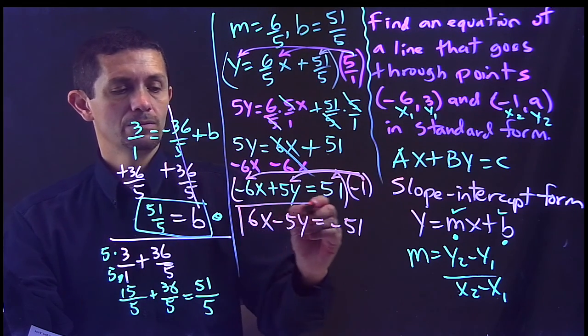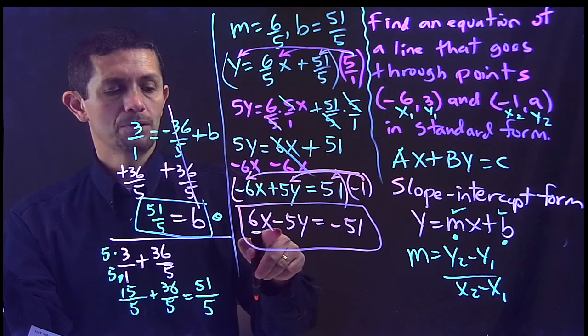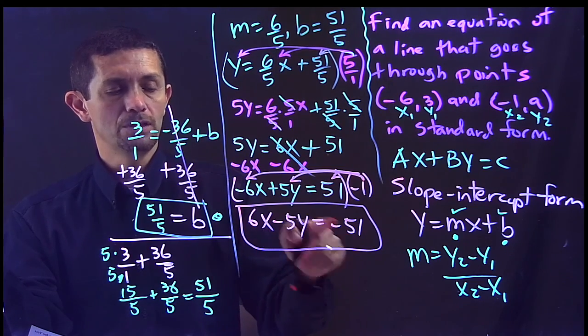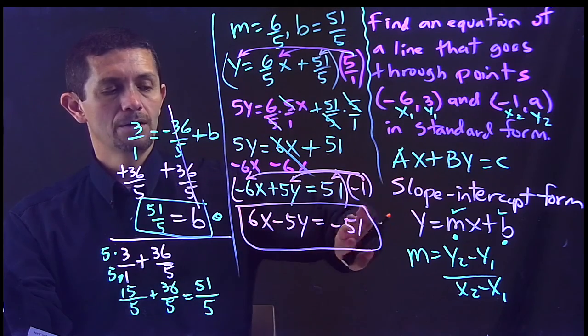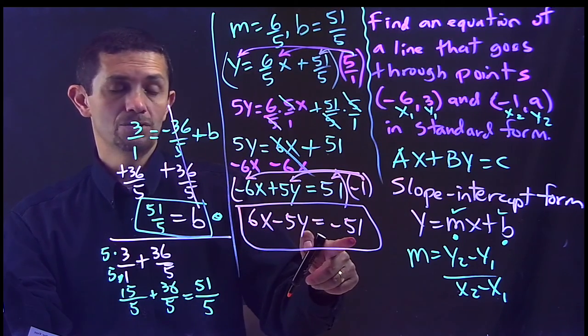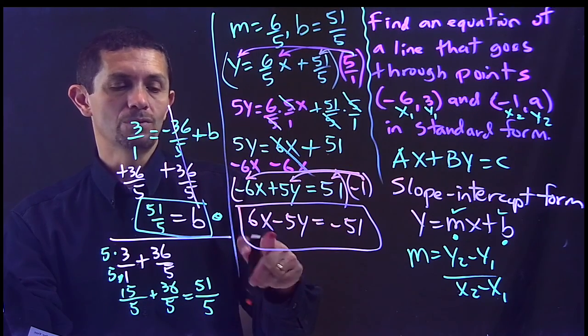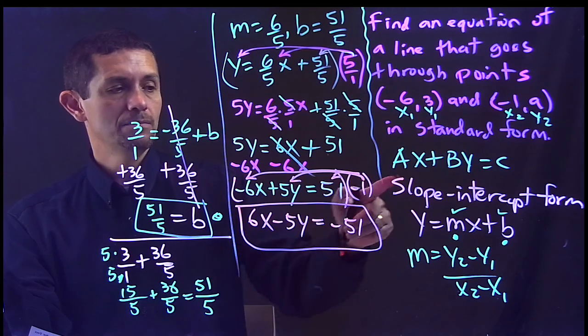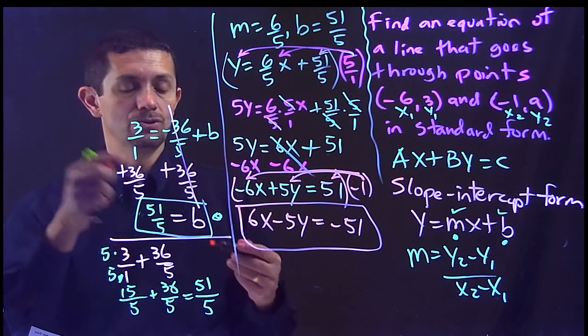And now, this will be your standard form. Ax plus By equals C. Okay? X and y on one side, constant on the other side. Whole numbers, integers. Integers are positive or negative whole numbers. And then the A has to be positive. And now that's your solution.